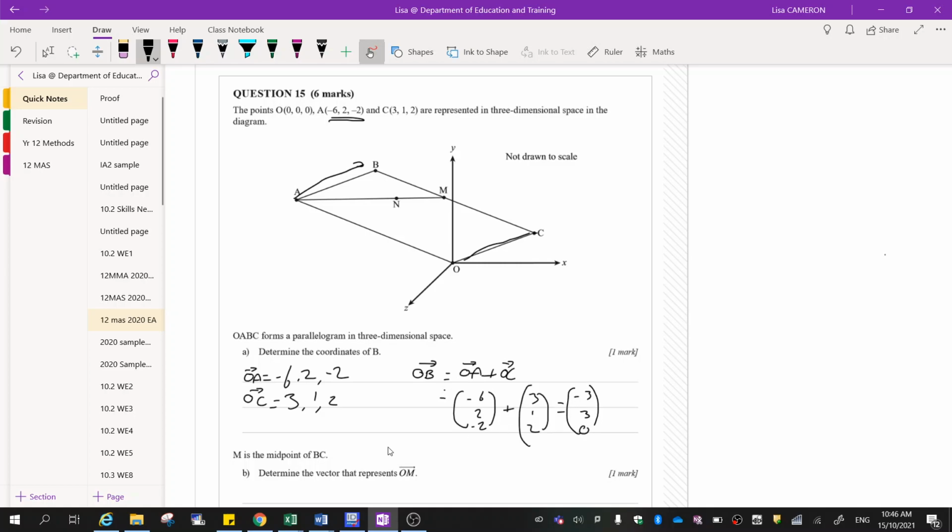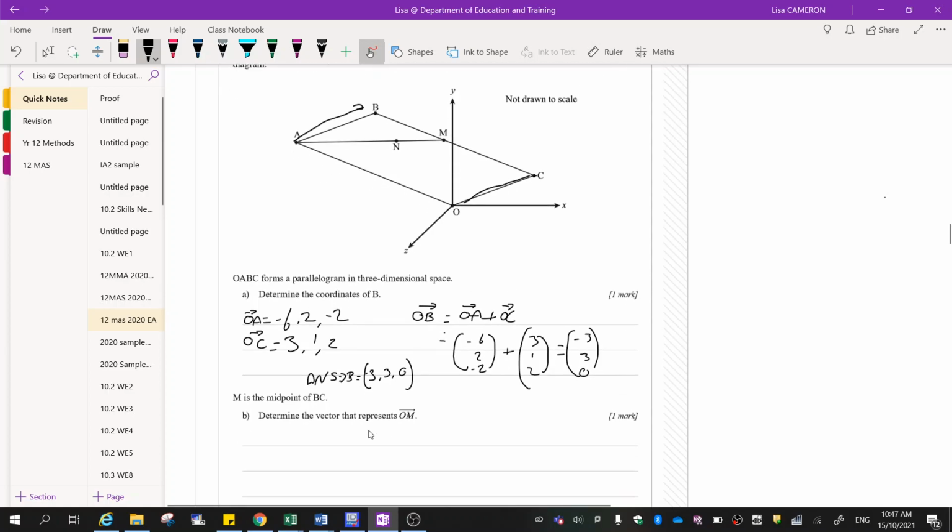So that means the final answer for this question, I'll just do it down here. I'll write ANS. B, the little arrow, B is equal to -3, 3, 0. All in bracket because it's coordinates. So that's question 15A complete.